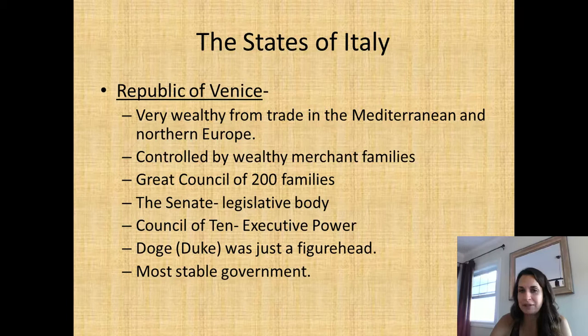Perhaps because they had a checks and balances system, Venice also had the most stable government in all of Italy. We're going to be seeing, though, that northern Italy, because of its trade and its banking industry, is going to become one of the wealthiest regions and therefore will be the birthplace of the Renaissance.